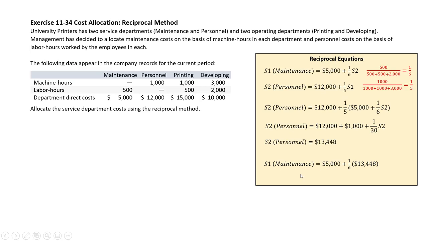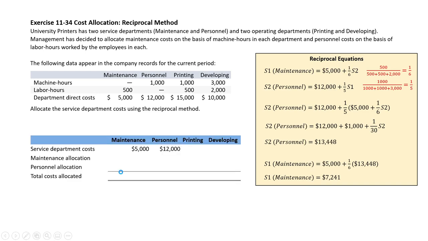So total maintenance related service costs, including a portion of the reciprocal cost from personnel, must be $7,241. That's a lot of work. That's just our starting point. It goes pretty quick from here.